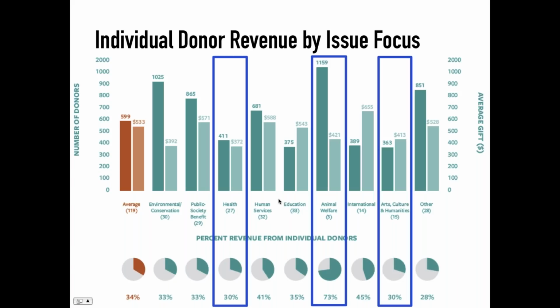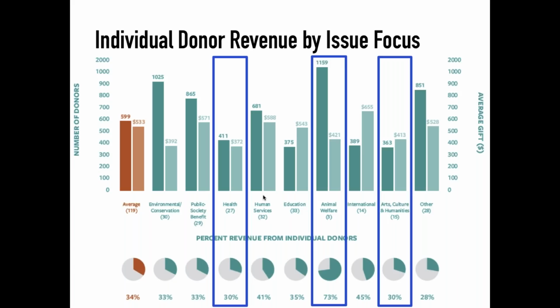So if we look, here are a few that I want to point out to you. What's interesting is if we look at the left and right-hand side, the health and arts, culture, and humanities, both of them have relatively smaller numbers of individual donors. So well below that overall average of about 600. Organizations focused on health only have about 400 donors, and those focused on the arts, culture, and humanities only have about 360. They also have significantly lower average gifts. So as compared to the overall average of 533, they have around 375, 415 per average gift.